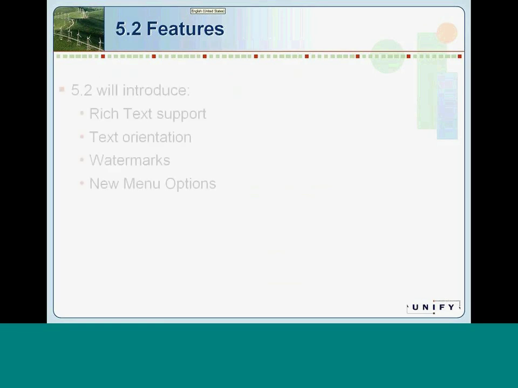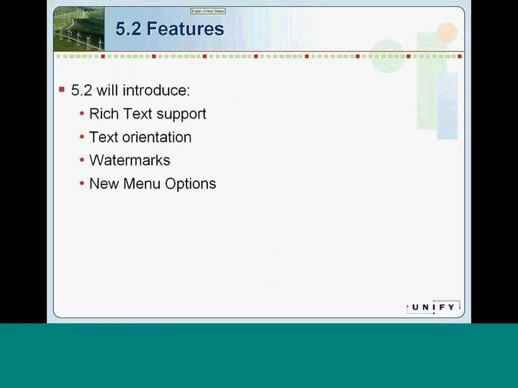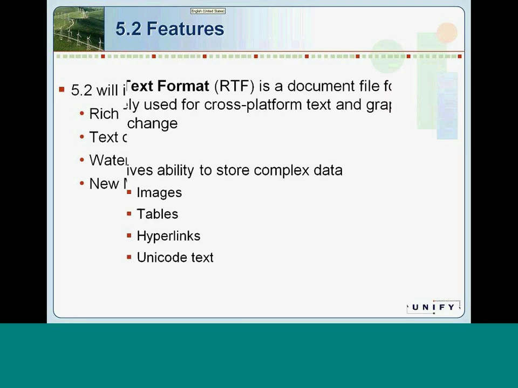5.2 adds a few things in, and we'll take a few seconds for slides on a couple of those. So we have rich text support now. There's an orientation for the text, and then also a watermark for the background of your report. And then the last one, which is silly but useful as an end user, is a couple of menu options.